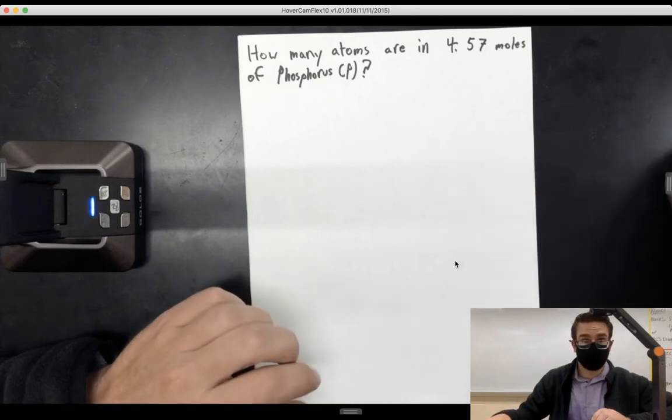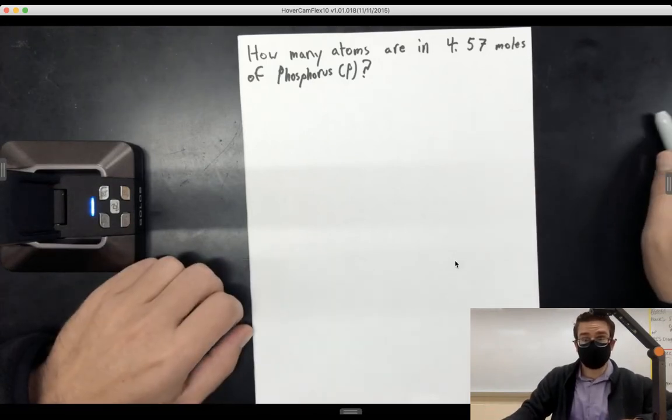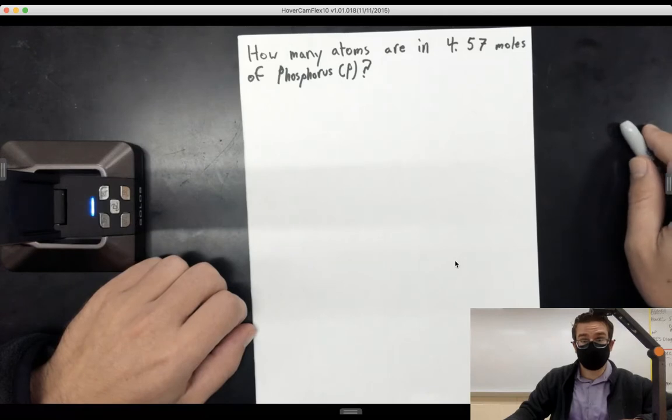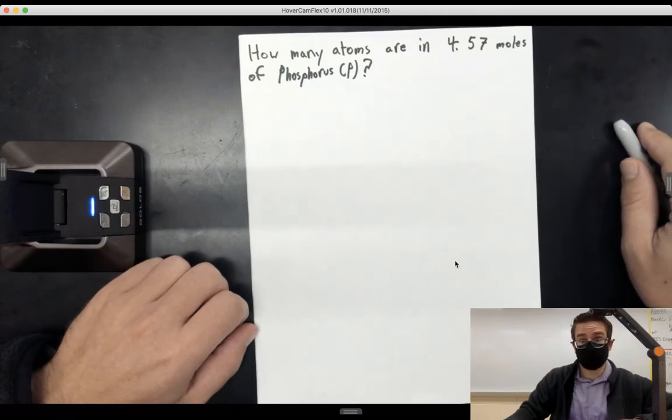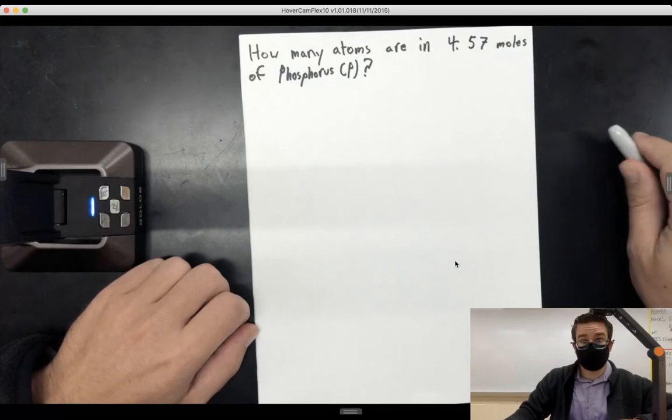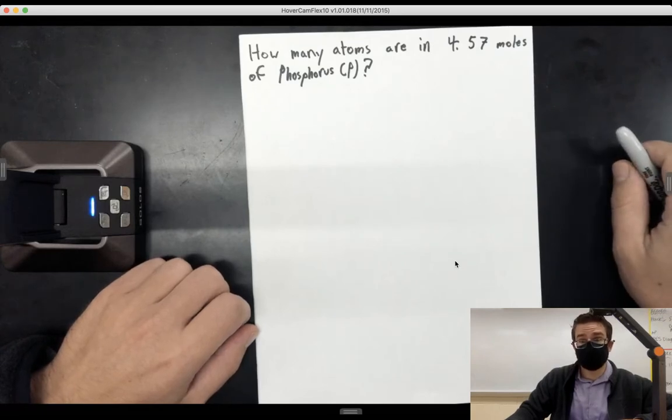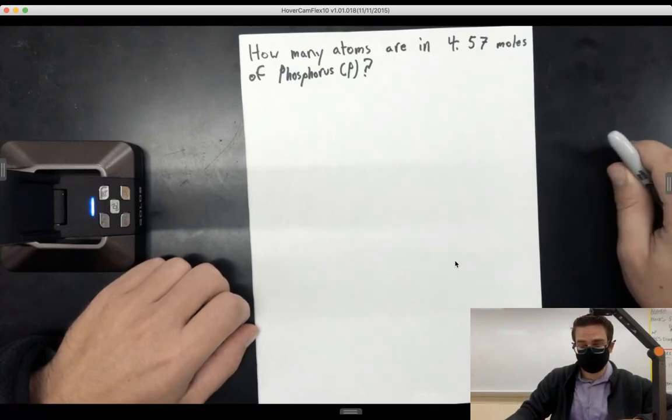Hi everyone. In this screencast, I'm going to show you how to do mole conversions between moles and atoms and from atoms to moles. I'll start off with this question. How many atoms are in 4.57 moles of phosphorus?